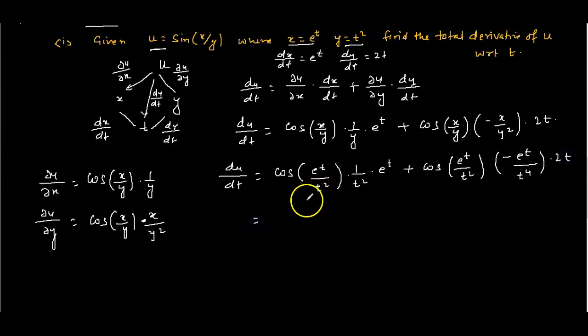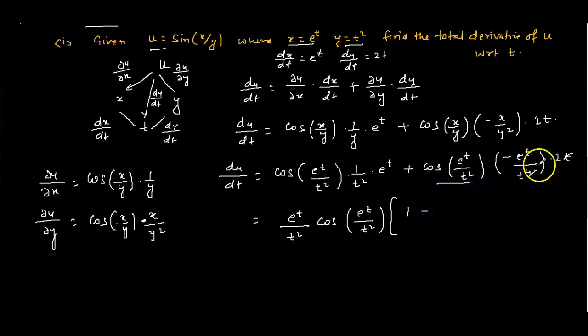So what is common here? Common terms you can write: the t and t cancel here. So e to the power of t by t square and cos of e to the power of t divided by t square you can take common. Here we are left with 1, and here, outside, e to the power of t and t square are taken outside, so 2 and t is remaining. So 2 by t. So this is the answer.